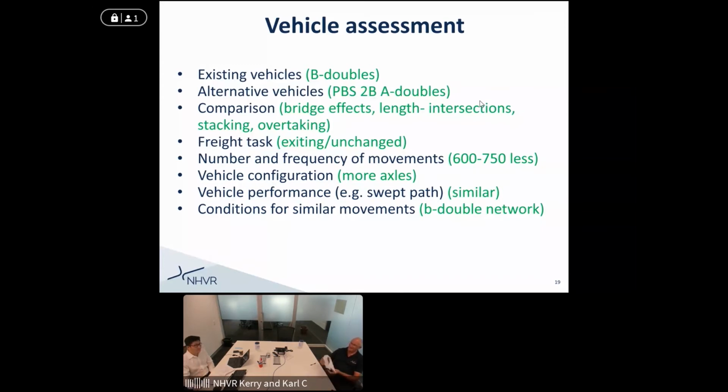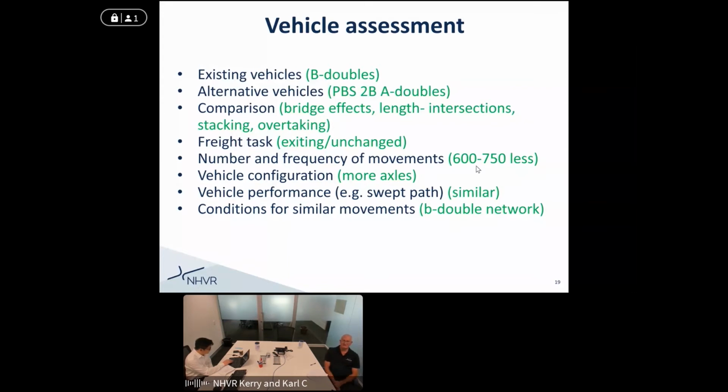We've got 600 to 750, which is different to before, but that's because we've actually looked at comparing GML with GML. So GML B double against the GML A double. That's working on the principle that if the route isn't HML approved, it's unlikely to get HML for either of those. Or if it is HML approved, you'd be using HML B doubles, so you compare it with HML A doubles. So you're looking at 600 to 750 less movements a year.